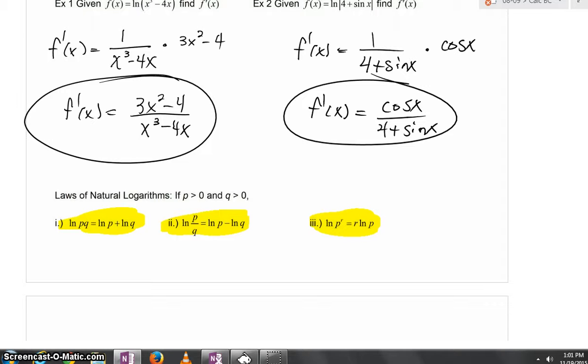Look, if I have the natural log of p times q, the multiplication of p times q, we could write that as 2 logarithms. The natural log of p plus the natural log of q. When we're dividing p over q, we can turn that into the natural log of the numerator minus the natural log of the denominator. And we'll have 2 logs. Hey, here's your power. We can drop it like it's hot, as we joke around. That's r times the natural log of p, right? Okay.